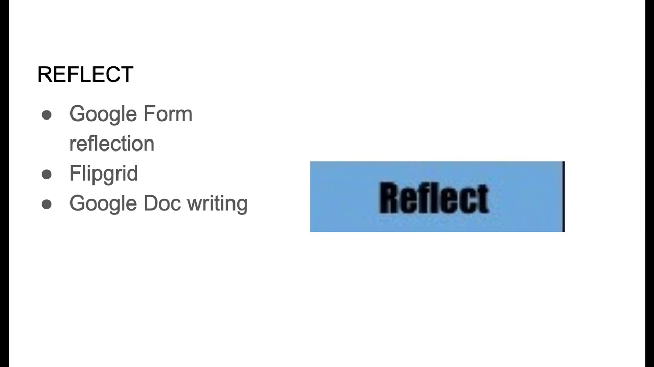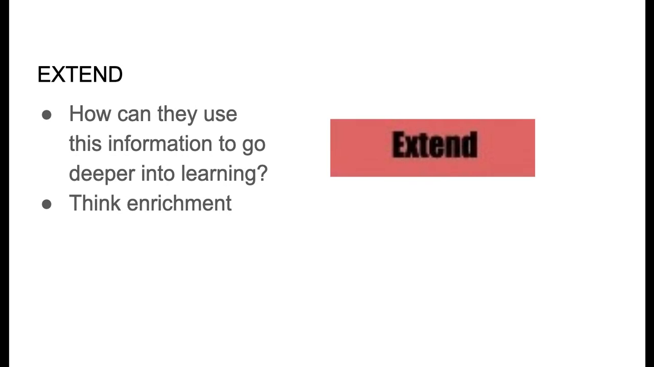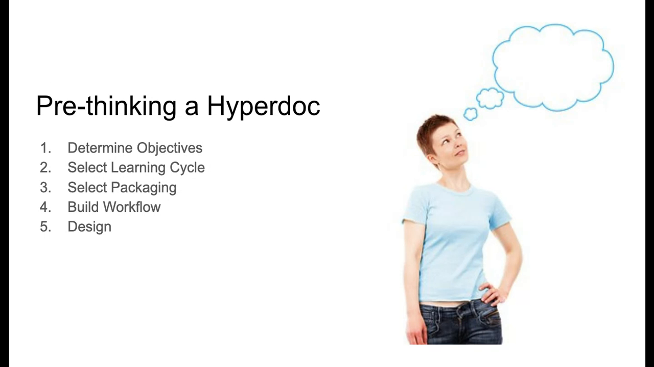One thing I forgot to mention on the apply is that the kids have choice. You want them to have choice there of how they apply. Extending is the final piece of the Hyperdoc. How can they use this information to go deeper into learning, think enrichment, think higher level thinking?